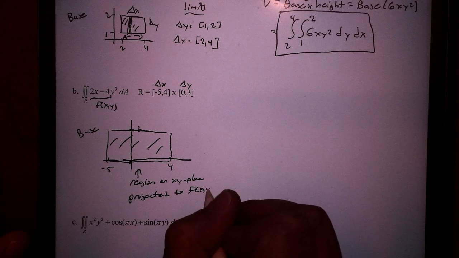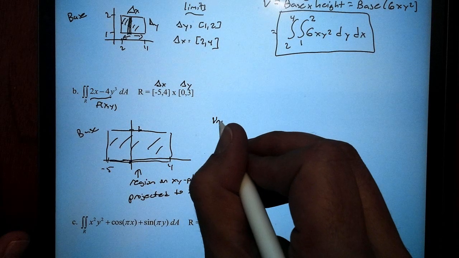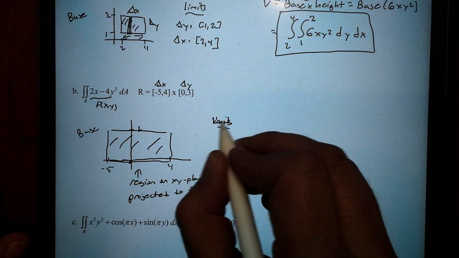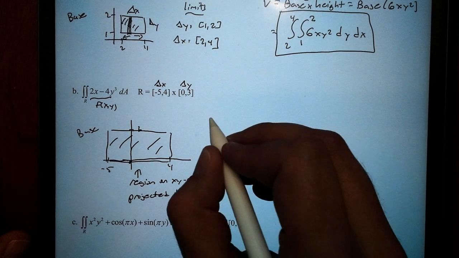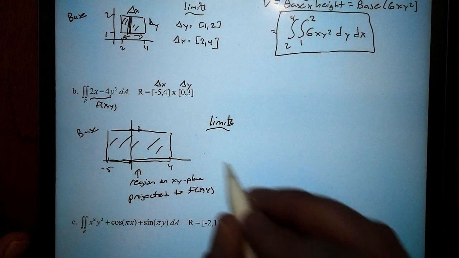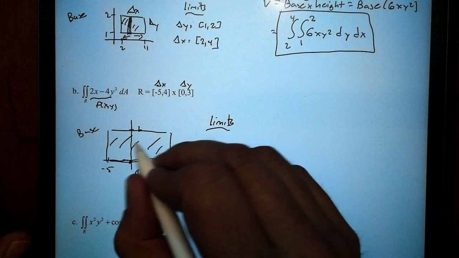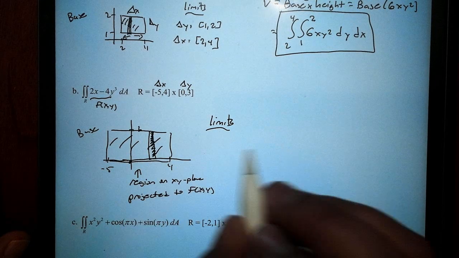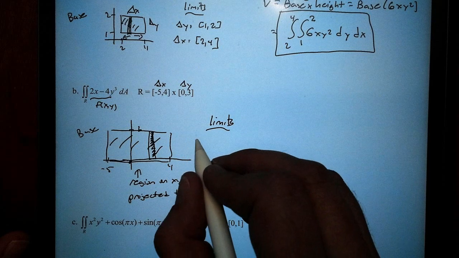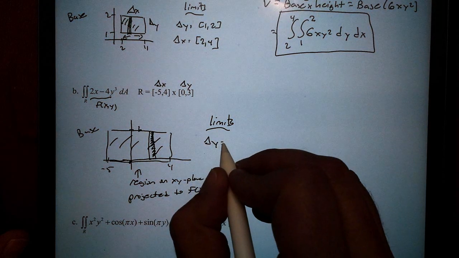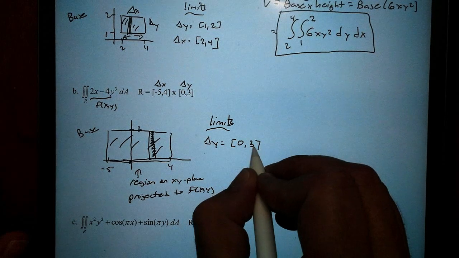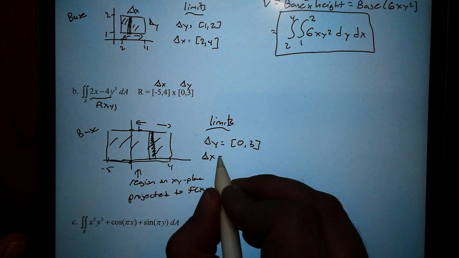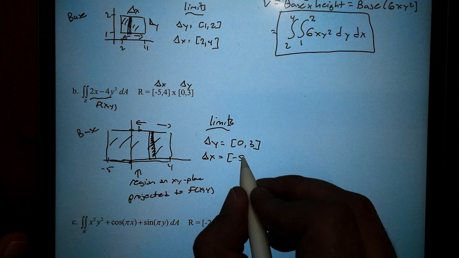To find the limits, I have to decide, do I want to start vertical or do I want to start horizontal? Now most functions in calculus, remember, we always start with the vertical because we're in terms of x. So I choose my vertical. So that's going to give me my change in y's. Well, my change in y's goes from 0 to 3. But remember, we are going to move this left and right. And that gives us our change in x, which is going to be from -5 to 4.